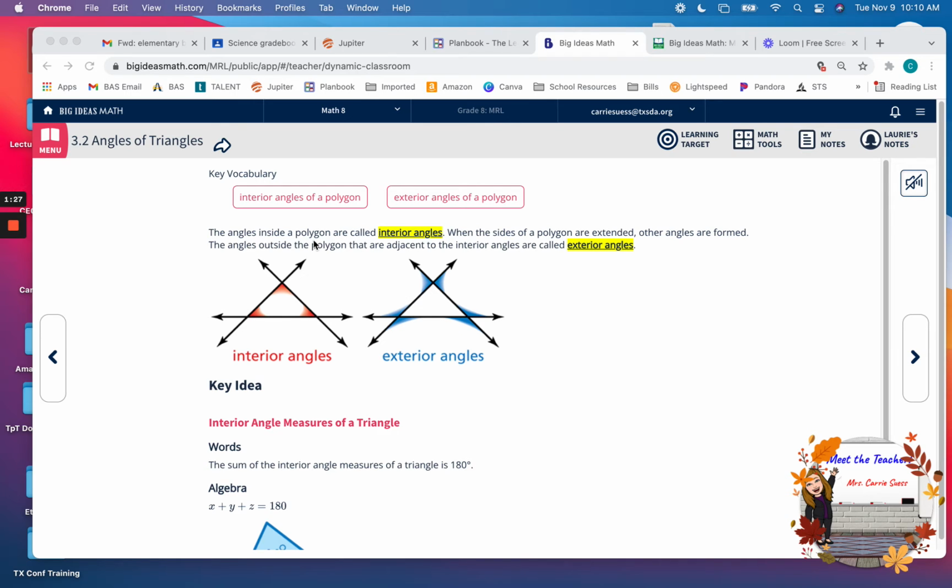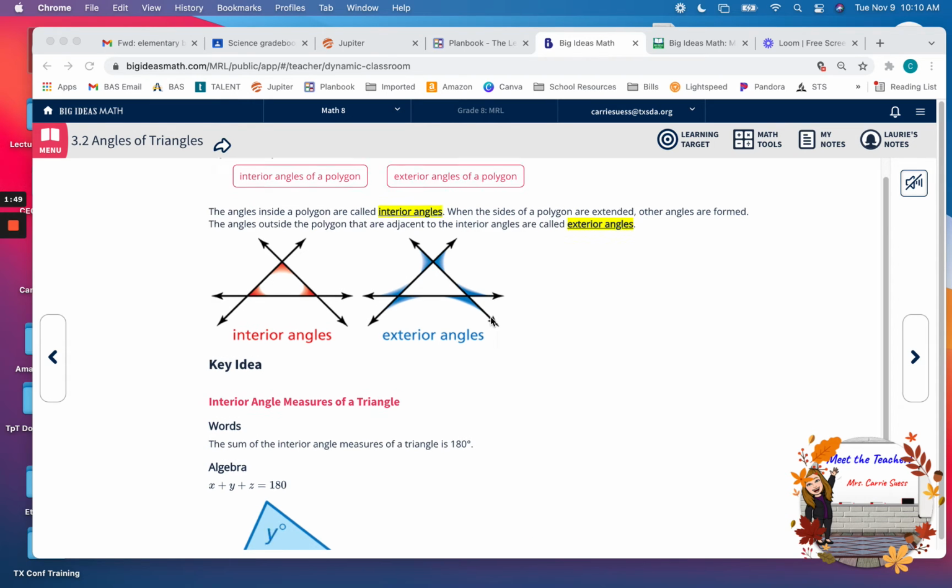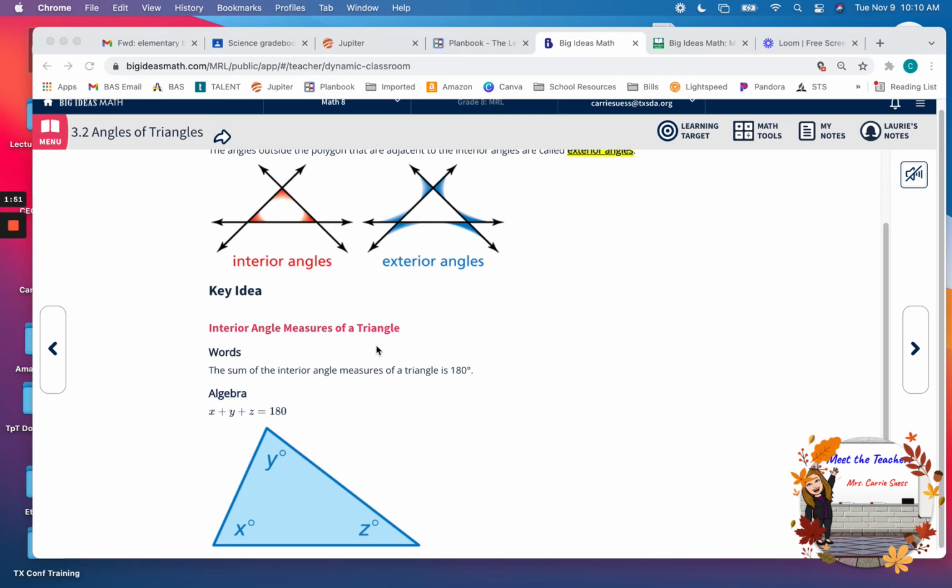The angles inside the polygon, see the shaded red section, are called interior angles. And then if I were to extend, as you see they did here, your triangle sides, it gives you exterior angles. Okay? And because of this, we can solve for the measurements of each of these. For interior angles, we'll start with that.